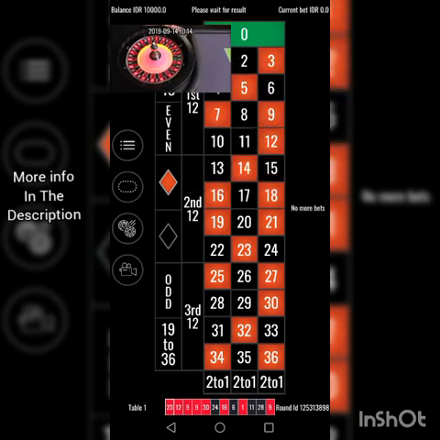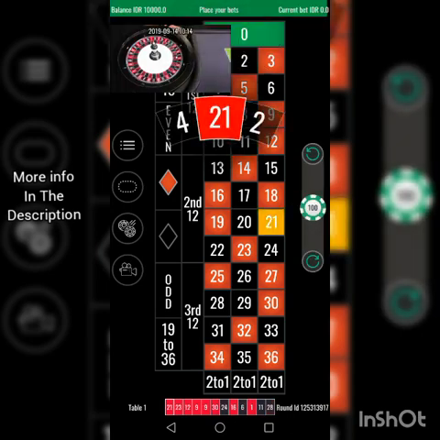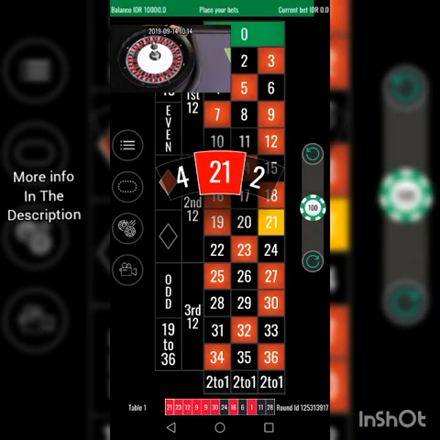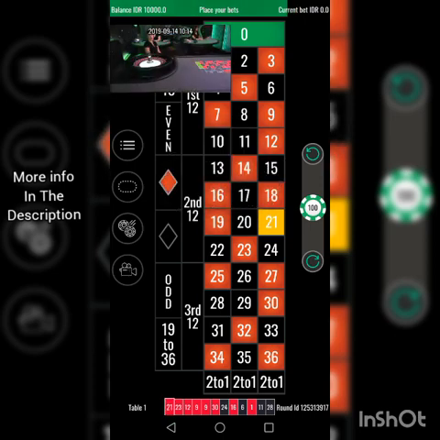I'm going to be studying the table, the patterns. 23, 12, 9. Starting bankroll is 1,000 IDR, which is rupees. I gamble in a lot of different casinos. Red 21. Alright. I'm going to go one unit here, one unit here.